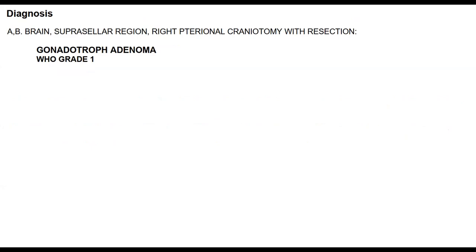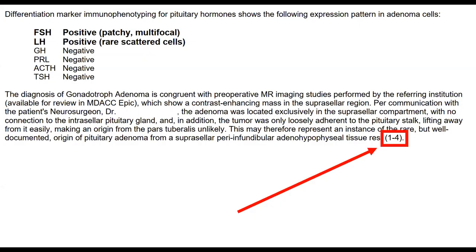Gonadotroph adenoma. Okay, is this all of my diagnosis? And then there's going to be the hormone stuff and a comment. Is that okay? What about that right peri-oral craniotomy? Should I let that stand just with gonadotroph adenoma? Sure, we take those out all the time by a perioral approach. No, you know I didn't leave it like that. Here it is: ectopic suprasellar peri-infundibular gonadotroph adenoma. All right, and then we go to the references.